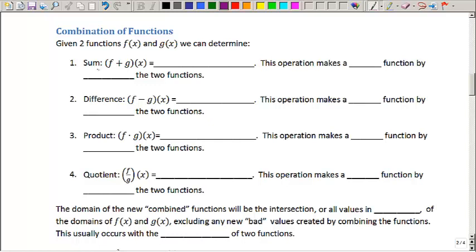For combining functions, we are always given two functions, in this case f of x and g of x, and we can determine the sum, difference, product, and quotient of the two functions. For sum, if I take f plus g of x, I can find that by just taking f of x and adding g of x to it.